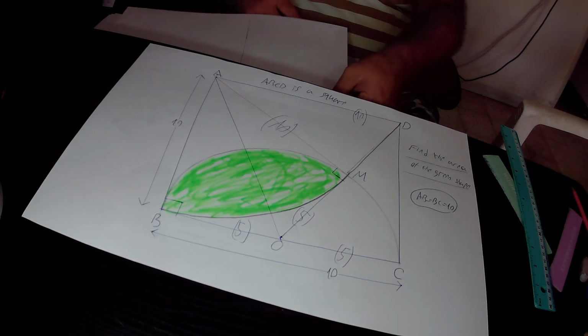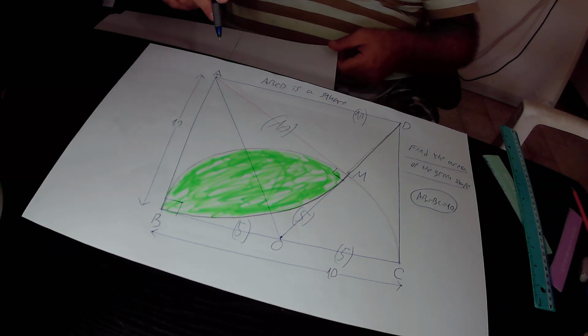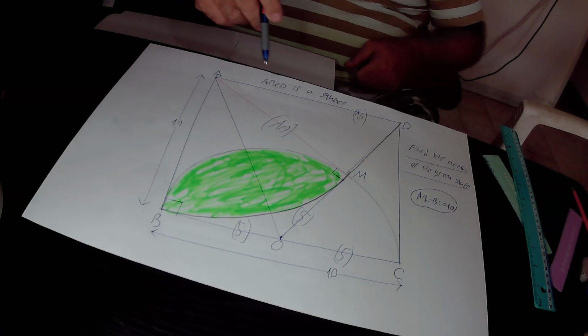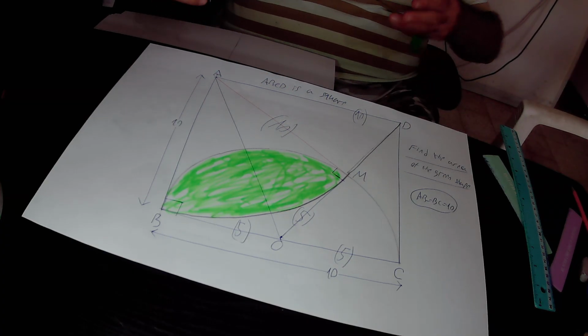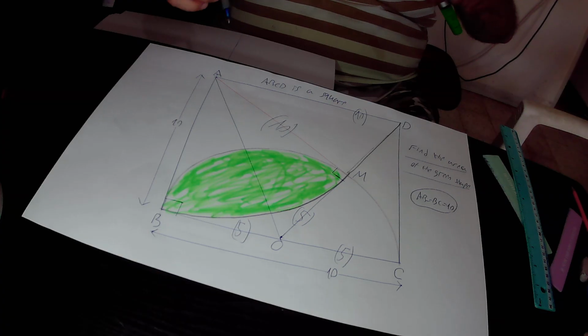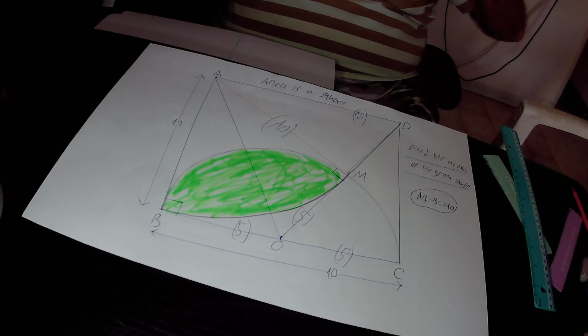In addition, side AB of the right triangle ABO equals side AM of the right triangle AOM. They are both the radii of the quarter circle, equal to 10, and therefore they are equal to each other.